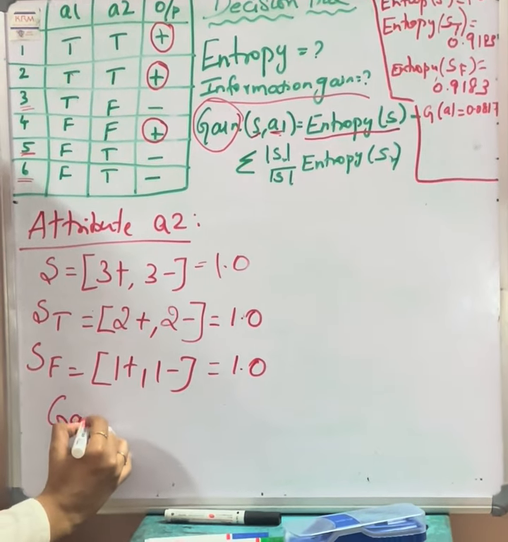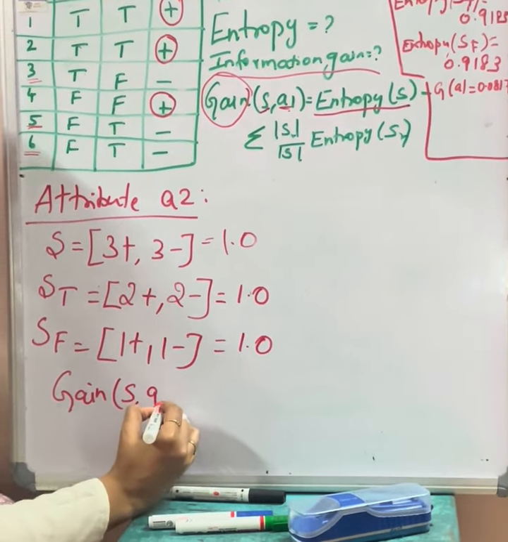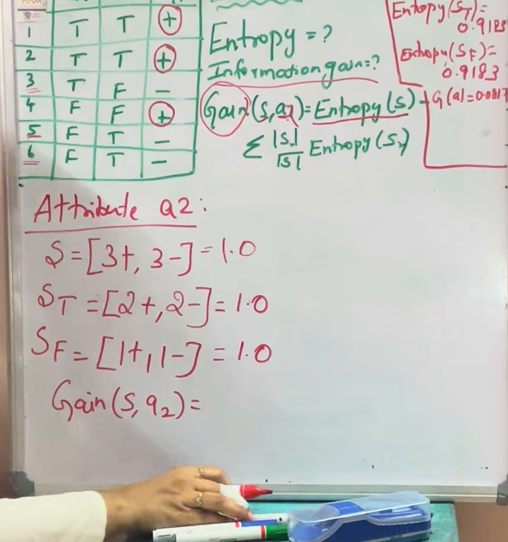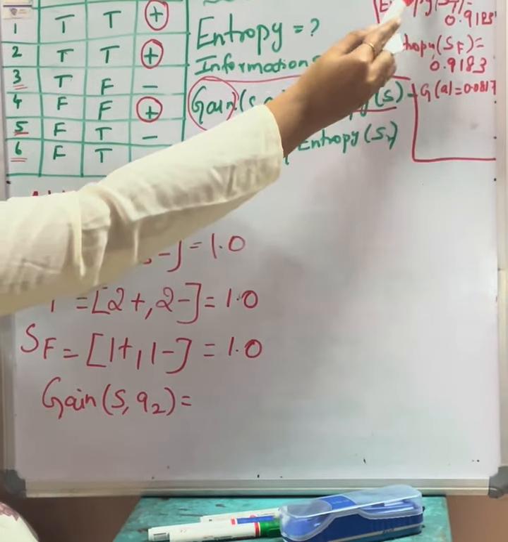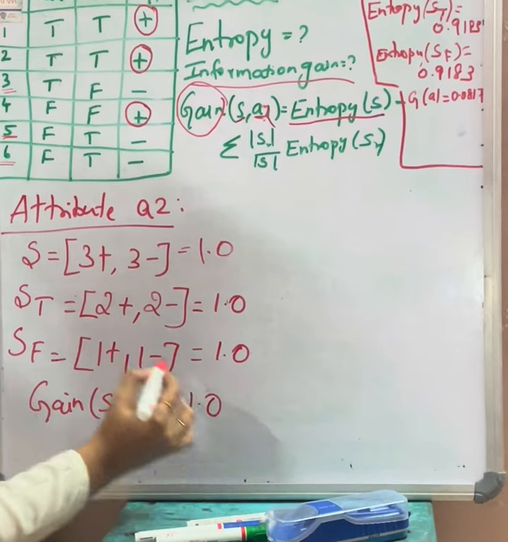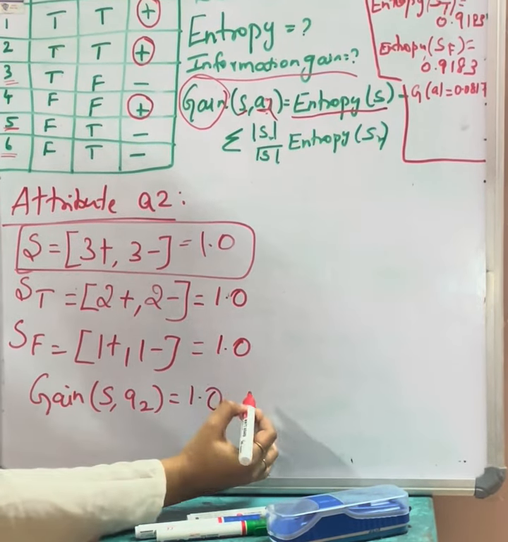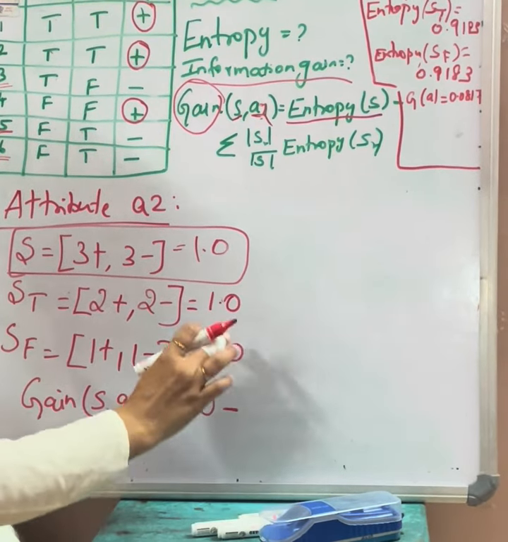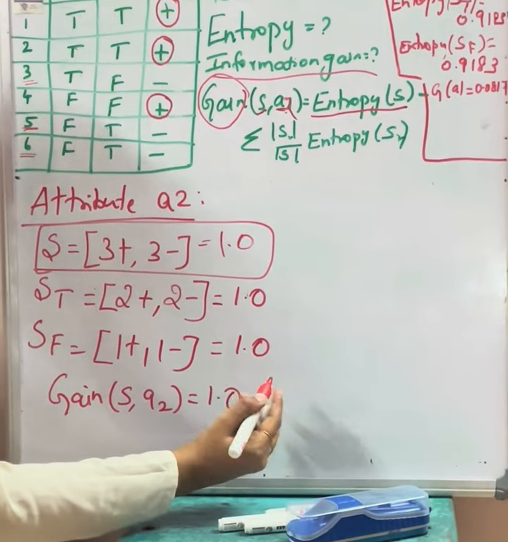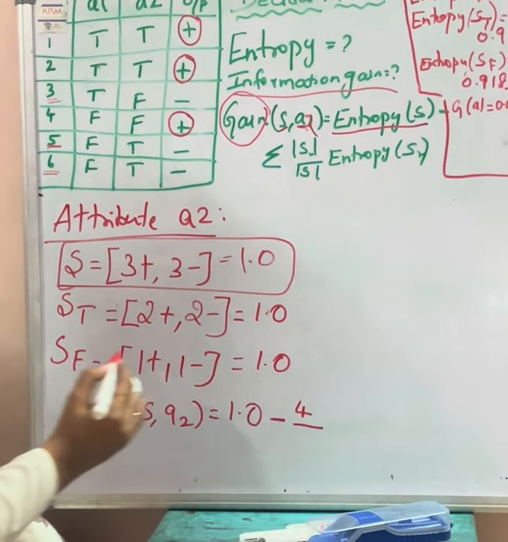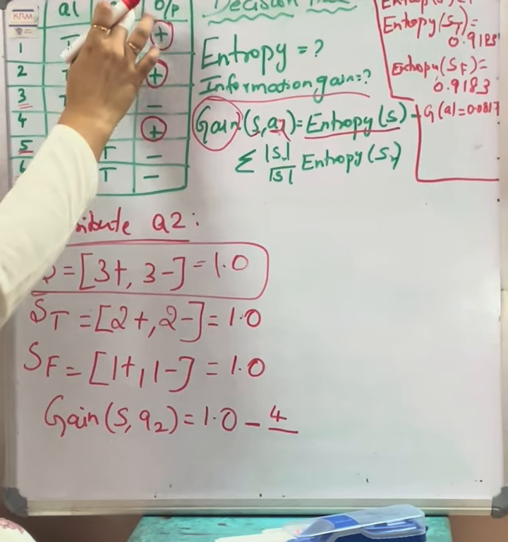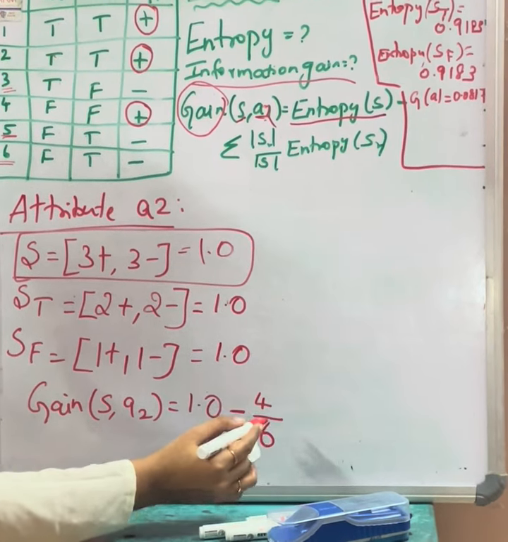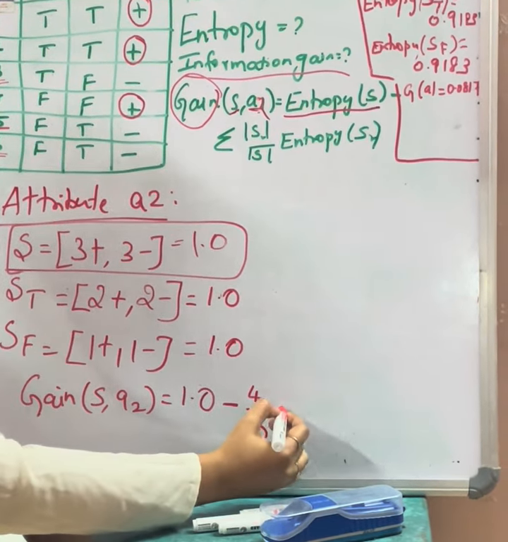So now we have to find the gain of S comma A2. We will apply the formula for A2. What is the entropy of S value? It is 1.0. Here also I have calculated it as 1.0. And minus, what is the true ST value? It is 1.0 and SF is 1.0. Among this, how many values are there with respect to A2? I have 1, 2, 3 and 4. So out of 6, 4 samples have true values.